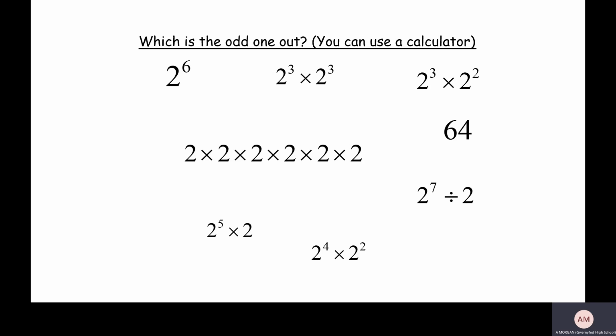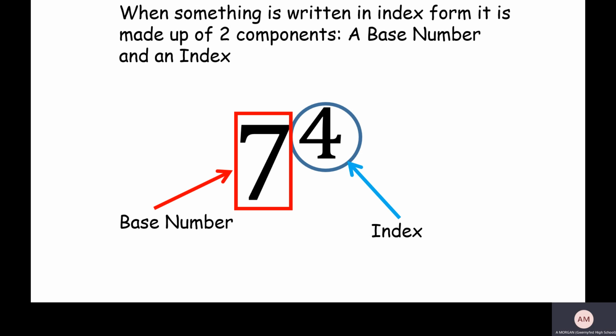So we're going to talk about numbers raised to powers or raised to an index, and we're going to establish a few rules and terminology and then practice a few questions. So when something is written in index form, it's made up of two components, a base number and an index. So the base number is the 7. Think about base, the bottom of something, it's the number that's lower down, and then the index is also called the power.